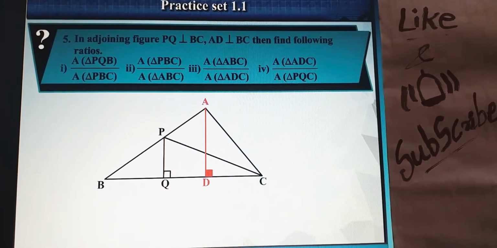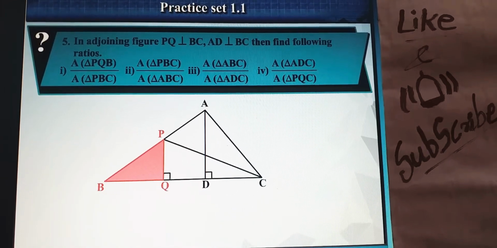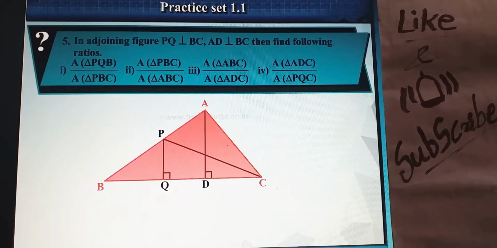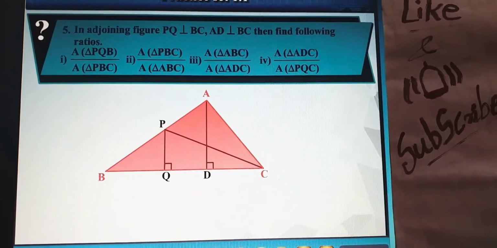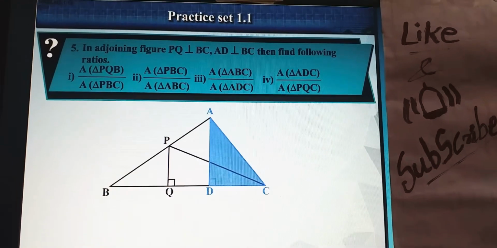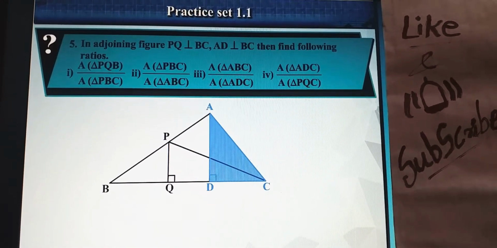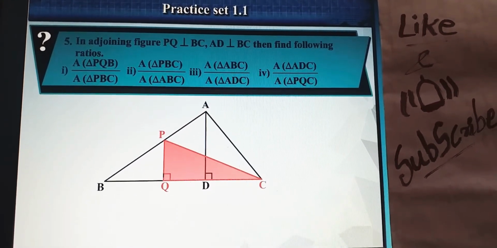5. In the adjoining figure, PQ is perpendicular to BC. AD is perpendicular to BC. Then find the following ratios. 1. Area of triangle PQB upon area of triangle PBC. 2. Area of triangle PBC upon area of triangle ABC. 3. Area of triangle ABC upon area of triangle ADC. 4. Area of triangle ADC upon area of triangle PQC.